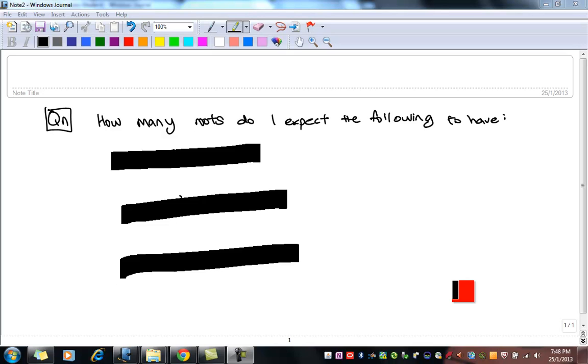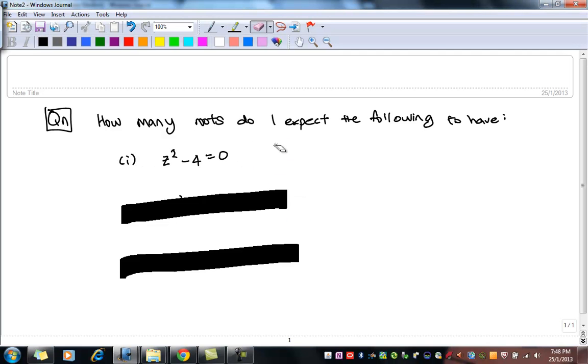Well, let me answer your question. First of all, let us consider the following question. How many roots do you think I would expect an equation that looks like this to have? Well, it is a usual quadratic equation, even though the variable I use is z. In this case, I expect it to have two real roots. In fact, I know the roots will be 2 and -2.